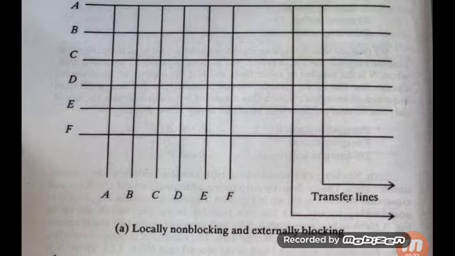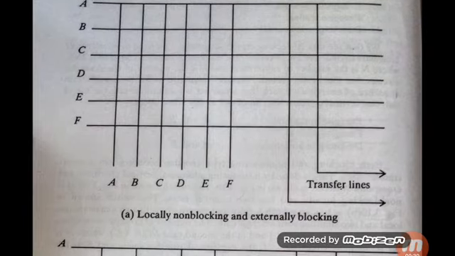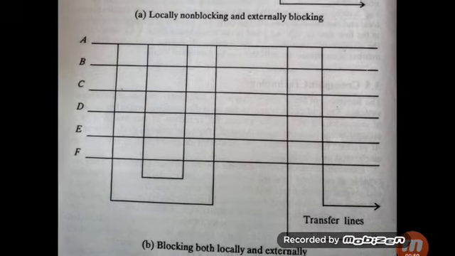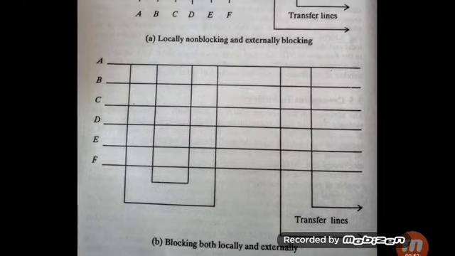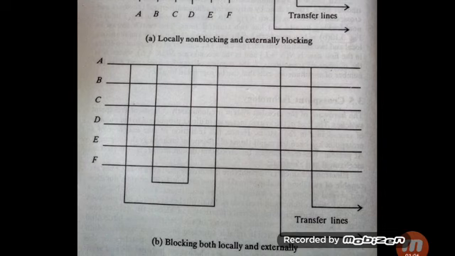Here is a diagram of locally non-blocking and externally blocking. These are related diagrams of crosspoint technology. The first diagram is locally non-blocking and externally blocking, and the second one is blocking both locally and externally.